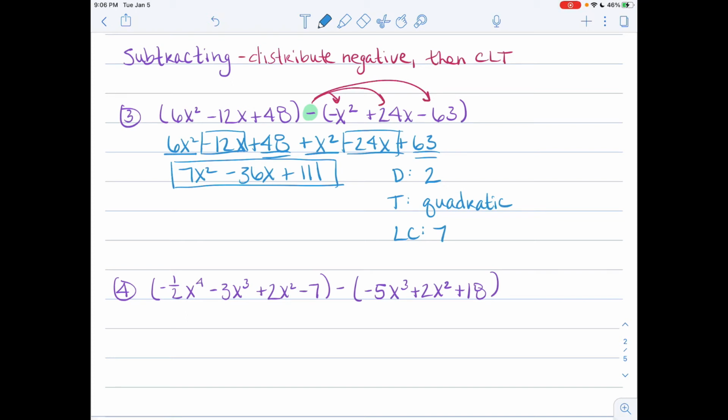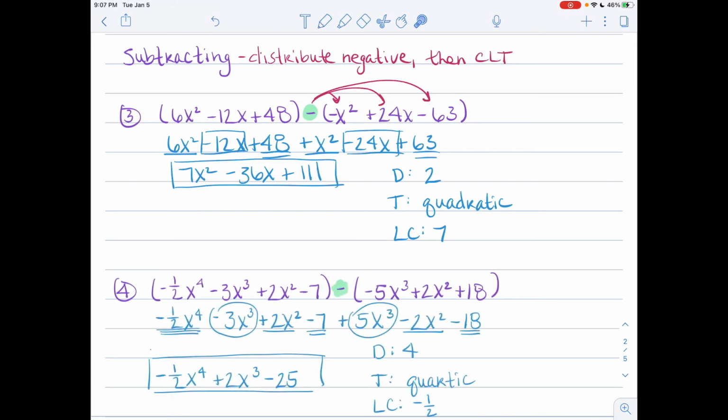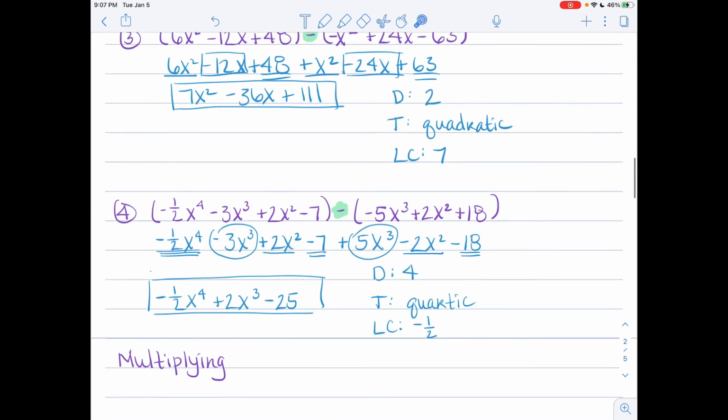Why don't you go ahead and pause the video, try number 4 on your own, and come back to see how you did. Again, we're going to identify that we're subtracting based on the negative sign, the minus, in between the two sets of parentheses. And so the first thing we do is the distribution of the negative sign, changing all of our signs, and then we will combine like terms.